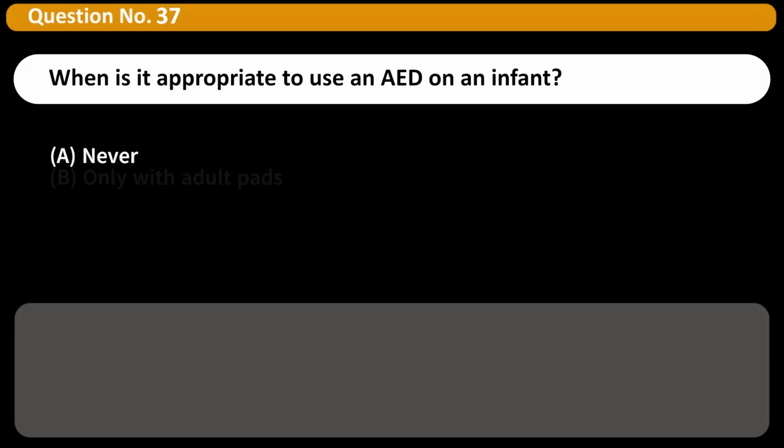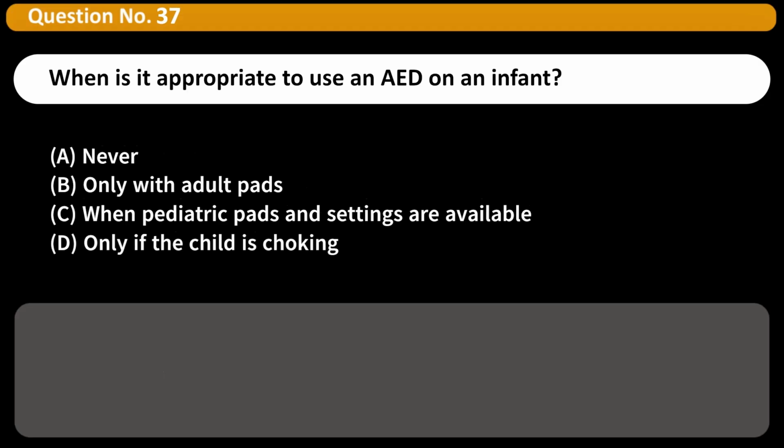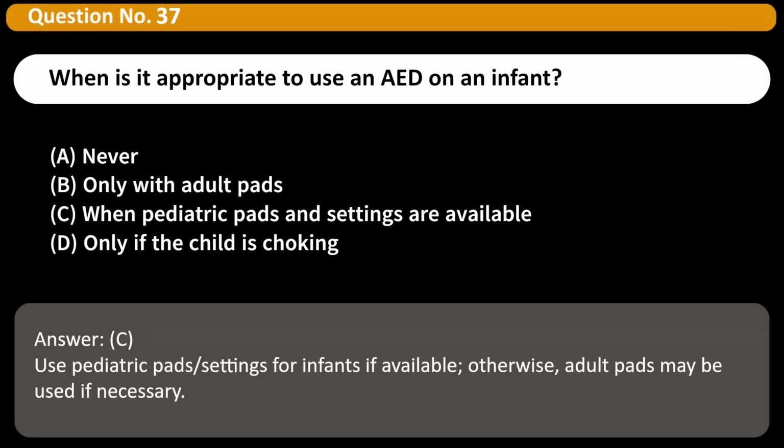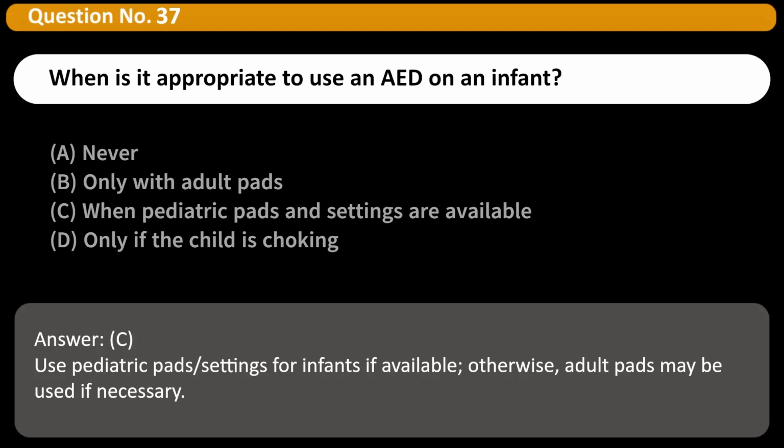When is it appropriate to use an AED on an infant? A. Never. B. Only with adult pads. C. When pediatric pads and settings are available. D. Only if the child is choking. Answer, C. Use pediatric pads and settings for infants if available, otherwise, adult pads may be used if necessary.